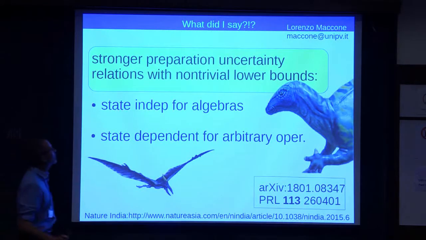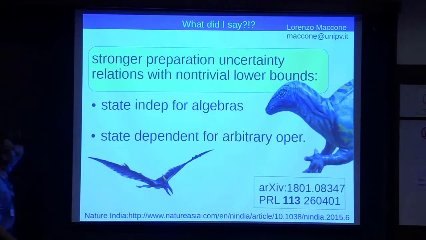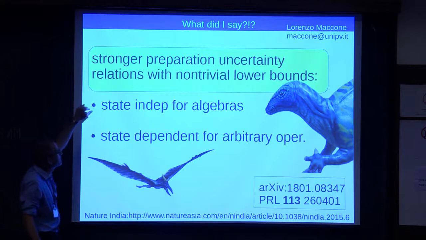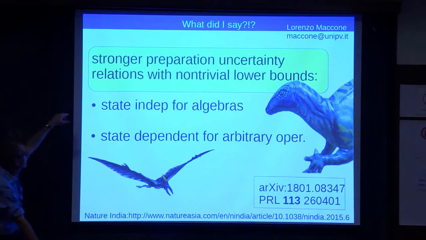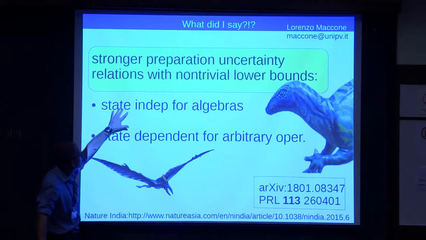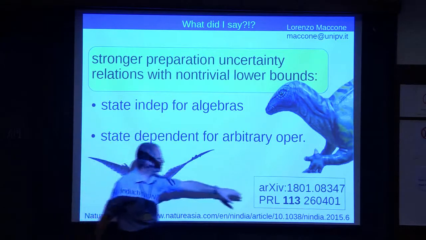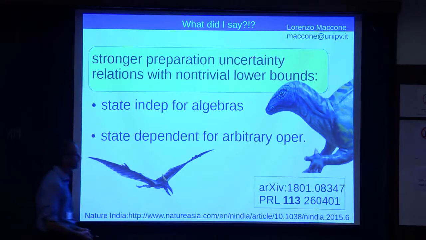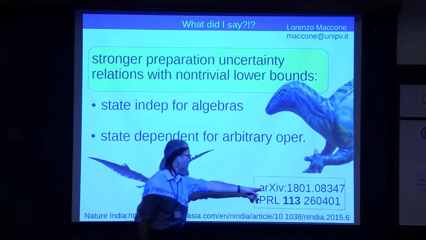So just to conclude, what did I say? I talked about stronger preparation uncertainty relations with non-trivial lower bounds. These are defined for the sum of variances, because you cannot do that for the product of variances. You cannot have state-independent ones. And I've shown you how to get state-independent ones for algebras. This is joint work with Barry Sanders, Namrata Shukla, and Hubert de Guise. You can find it in this paper.